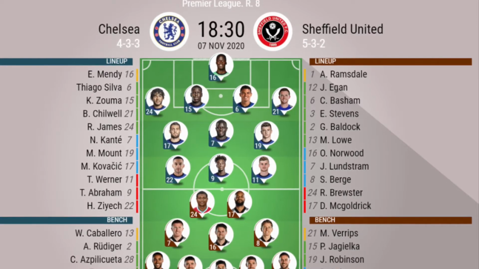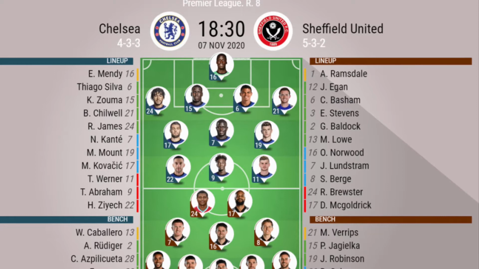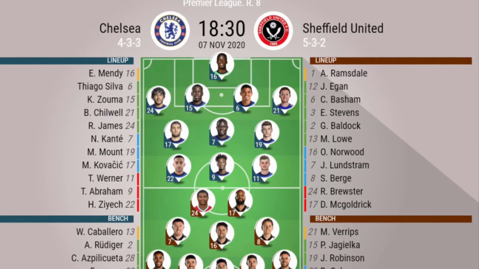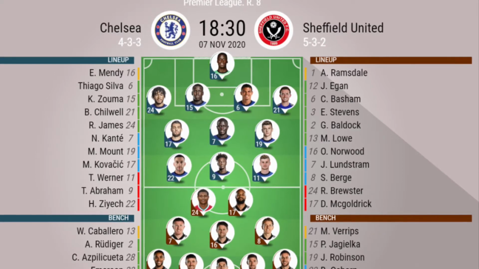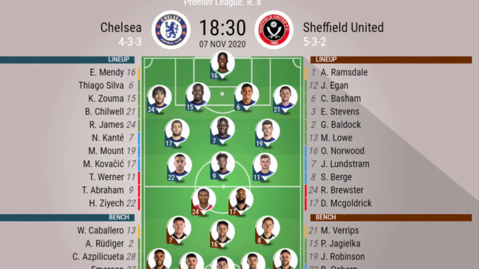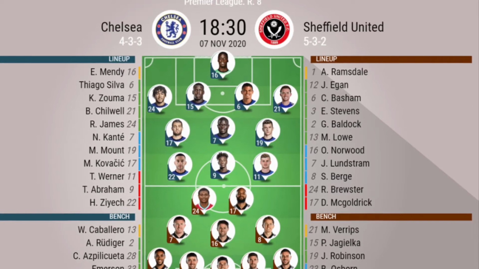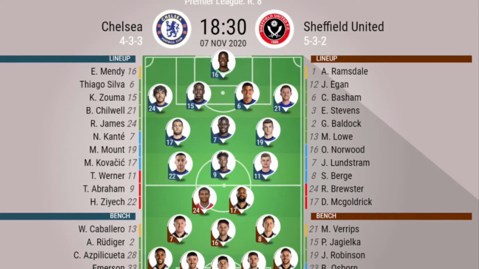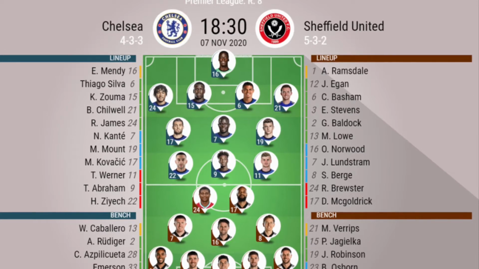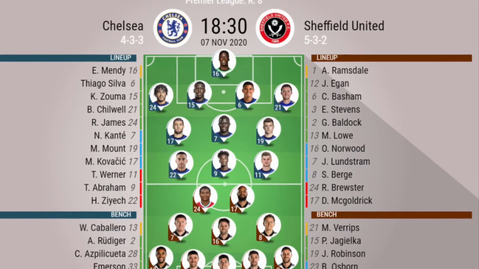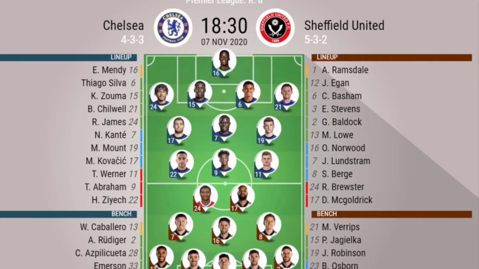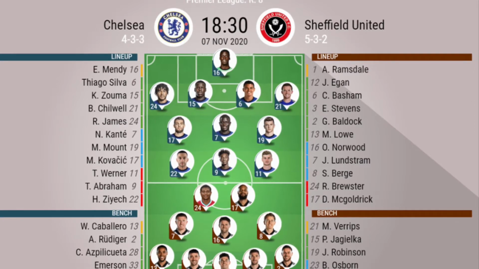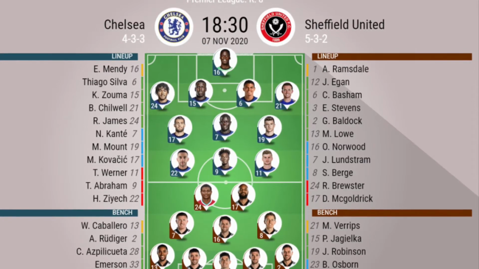But let's move on to the Chelsea lineup, and that is probably one of the strongest responses that they could give us. If you wanted the full lineup, it was Aaron Ramsdale, John Egan, Chris Basham, Eric Stevens, George Baldock, Michael Lowe, Oliver Norwood, Lundstrom, Sander Berg, Ryan Brewster and David McGoldrick. So that was the Sheffield United lineup. Let's move on to the Chelsea lineup.